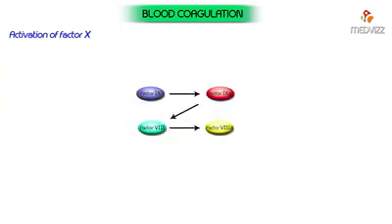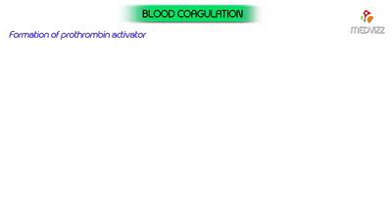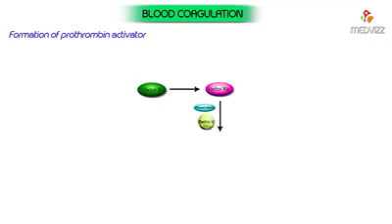In the presence of activated factor 8, calcium, and phospholipids, factor 10 is activated to form 10A. Formation of prothrombin activator: the activated factor 10, along with phospholipids released by the activated platelets, activated factor 5, and calcium, forms a complex which is called prothrombin activator.